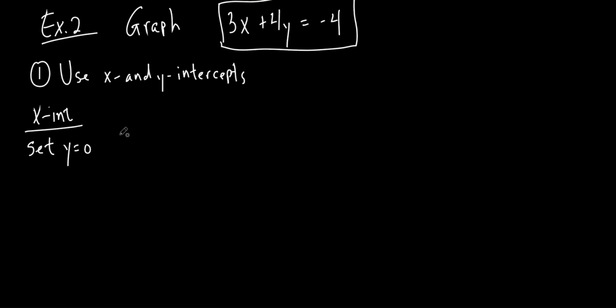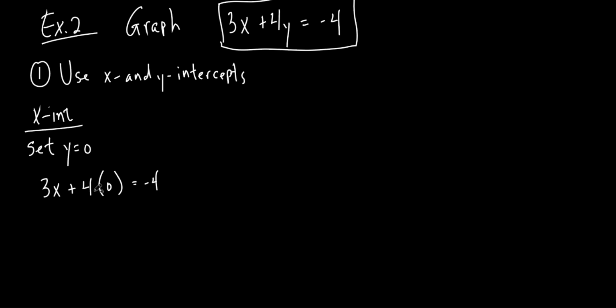So what am I going to do? I'm going to set the y equal to 0. So what am I going to have? I'm going to have 3x plus 4 times 0 equals negative 4. And I'm going to solve for x, and that's the x-intercept. That's where it crosses the x-axis.